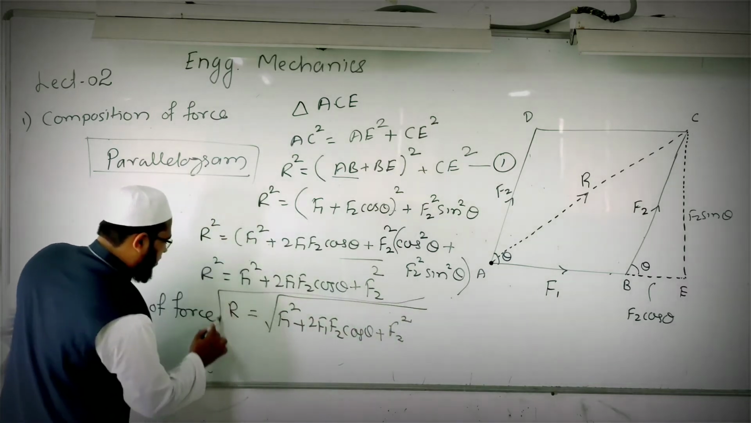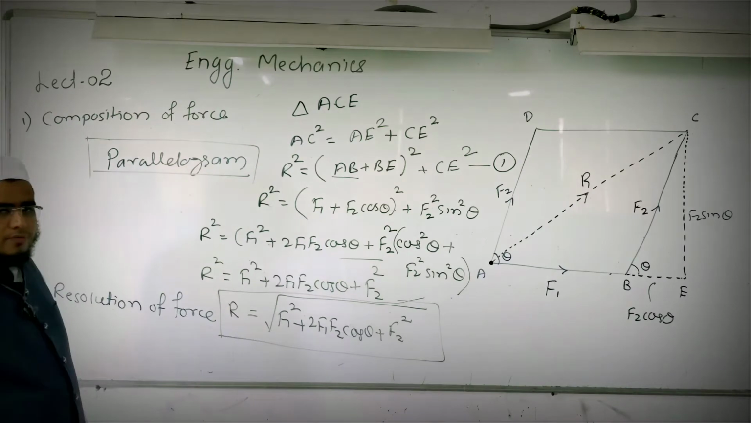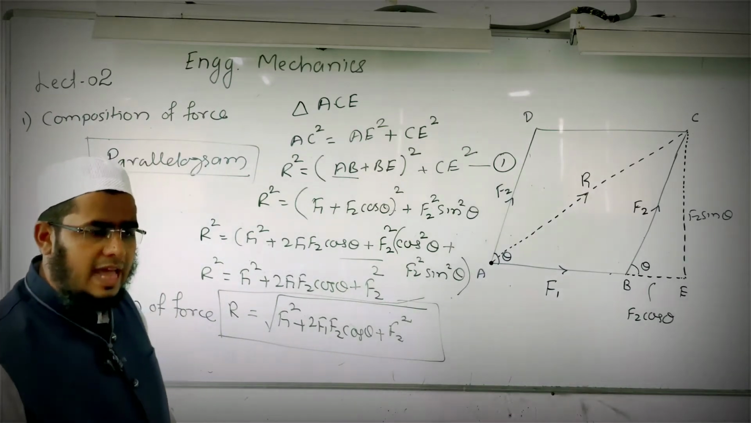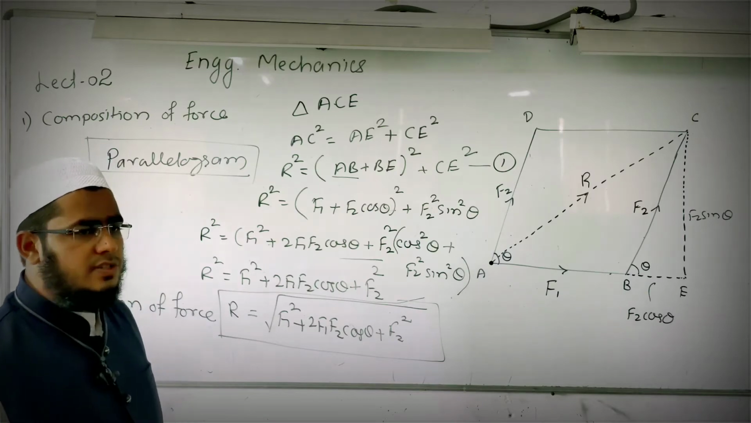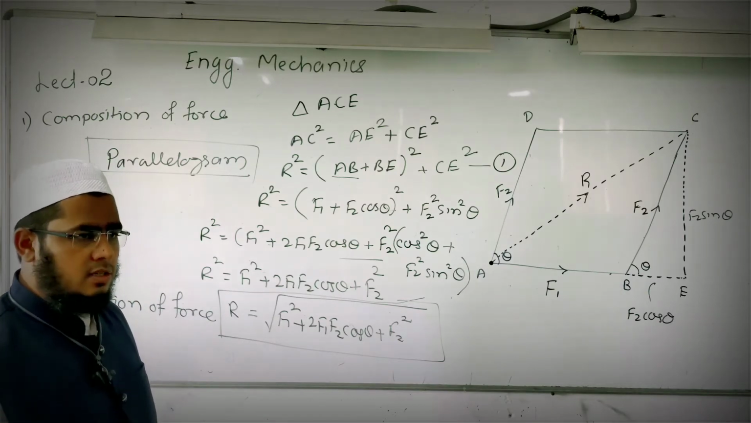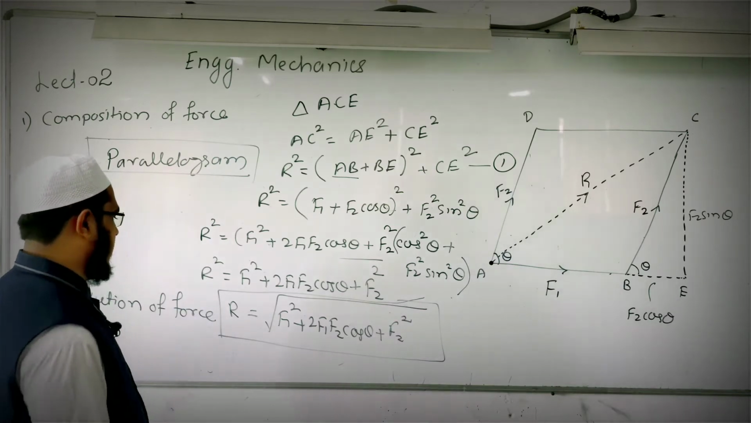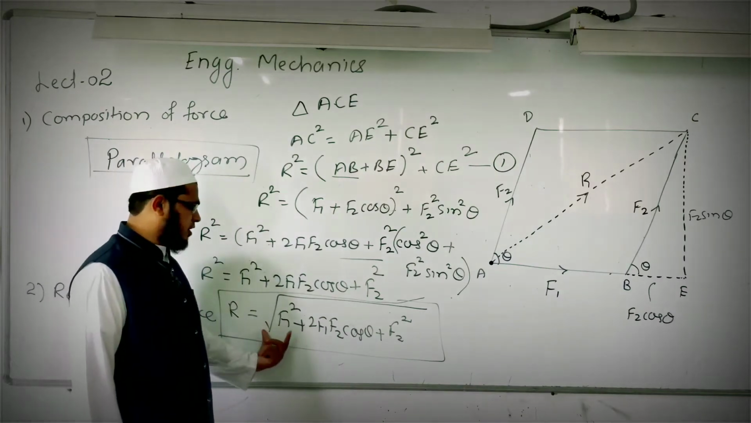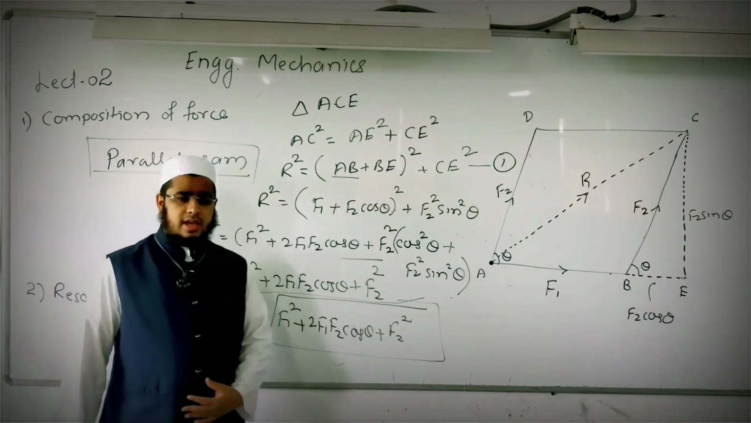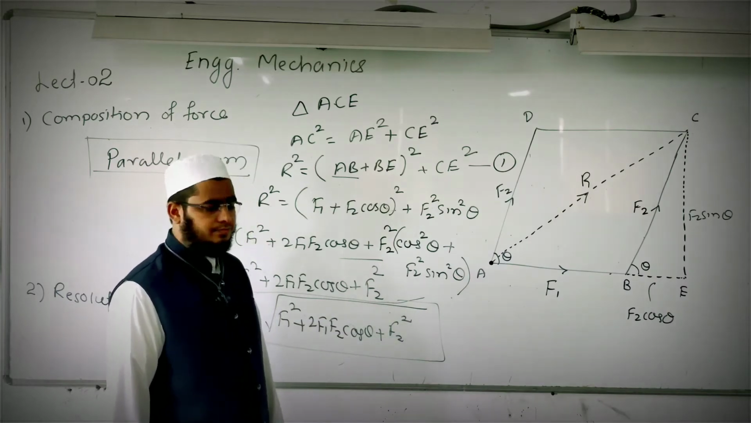It is the mathematical expression to determine the magnitude of the resultant acting on a parallelogram. Means if two forces are acting as two adjacent sides of the parallelogram, then the resultant can be found as R equal to under root of F1 square plus twice F1 F2 cos of theta plus F2 square.